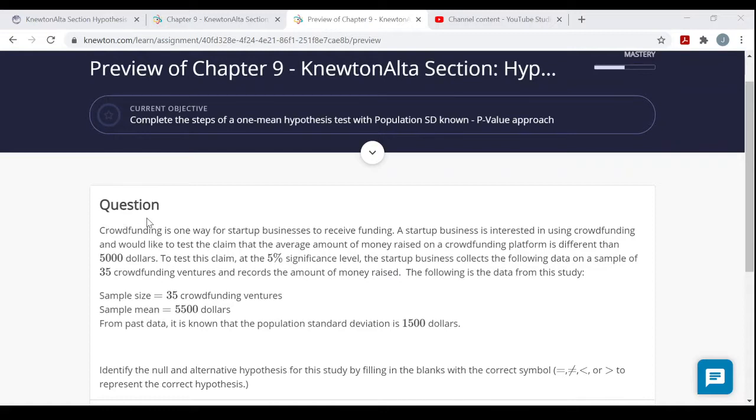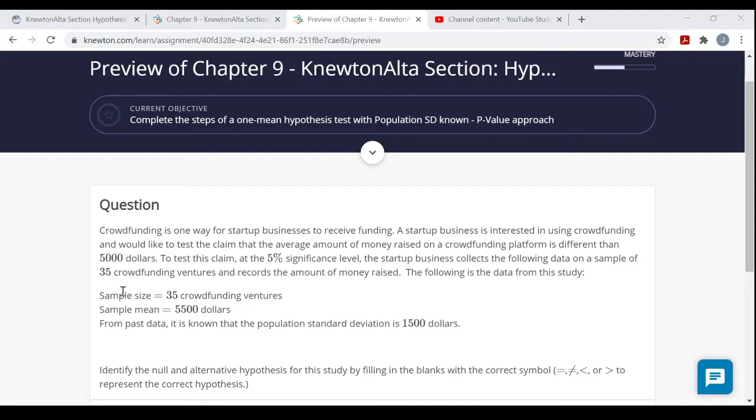So the question. Crowdfunding is one way for startup businesses to receive funding. A startup business is interested in using crowdfunding and would like to test the claim that the average amount of money raised on a crowdfunding platform is different than $5,000. To test this claim at the 5% significance level, the startup business collects the following data on a sample of 35 crowdfunding ventures and records the amount of money raised. The following is the data from this study.